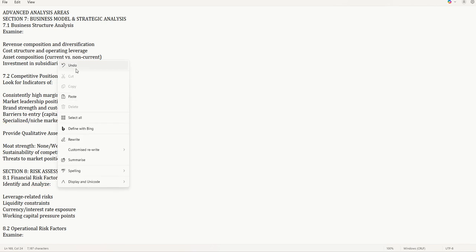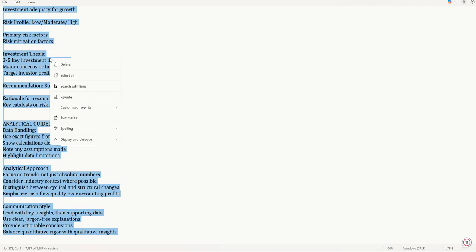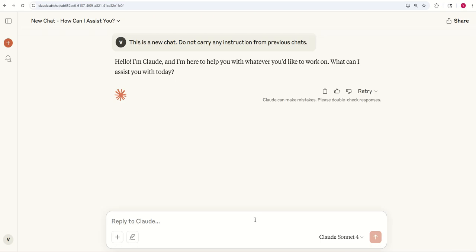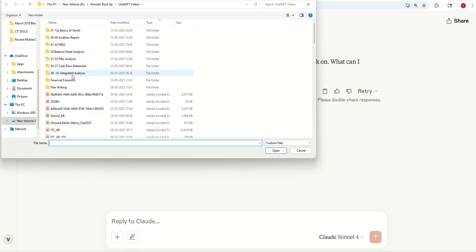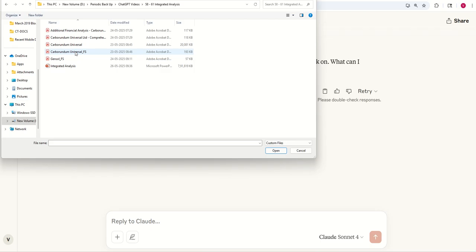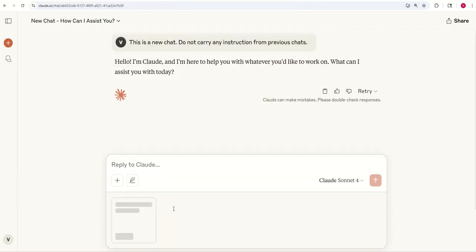So I copy this and I'll go to Claude. I'm using Claude because the report expected is quite huge, maybe 3000, 4000 words, and Claude is good at handling huge volumes of output when compared to ChatGPT. So now I'm taking two statements. One is the Carborundum financial statement. The other one is Gensol, which we'll see after this.